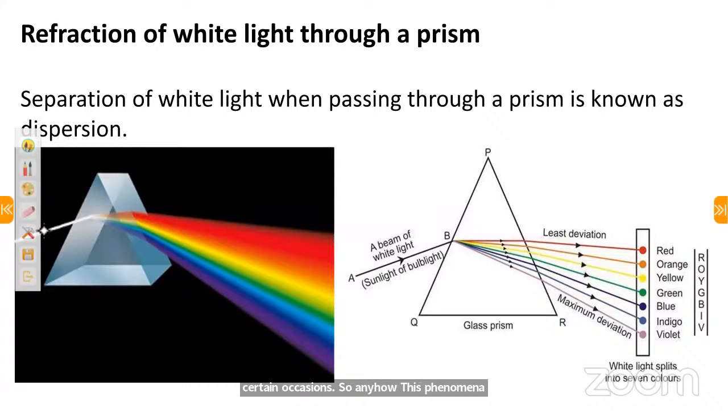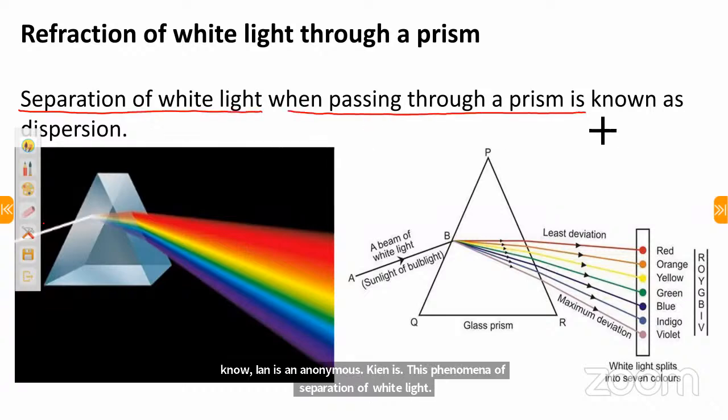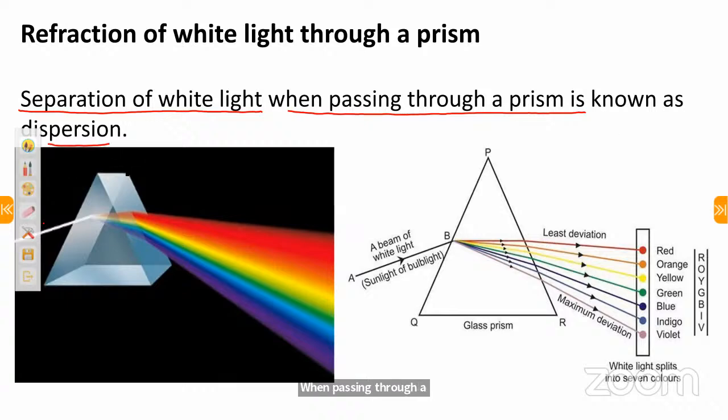This phenomena of separation of white light when passing through a prism is known as dispersion. This is called dispersion.